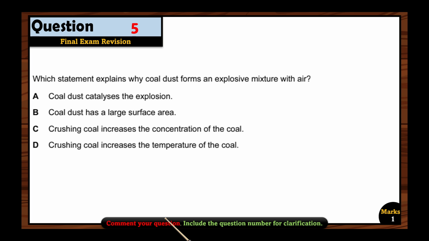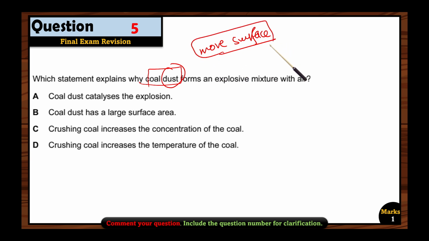Question 5. Which statement explains why coal dust forms an explosive mixture with air? Many people working in coal mines have died in disasters like explosions. It's all because of the coal dust. A small fire can create a big explosion. So what is the reason? It's the same reason. Coal is a solid, so dust particles will have more surface area. More surface area will increase the rate of reaction. So whenever there is a small fire, it will turn into an explosion. Why? Because of this more surface area. So the rate of the reaction will increase.